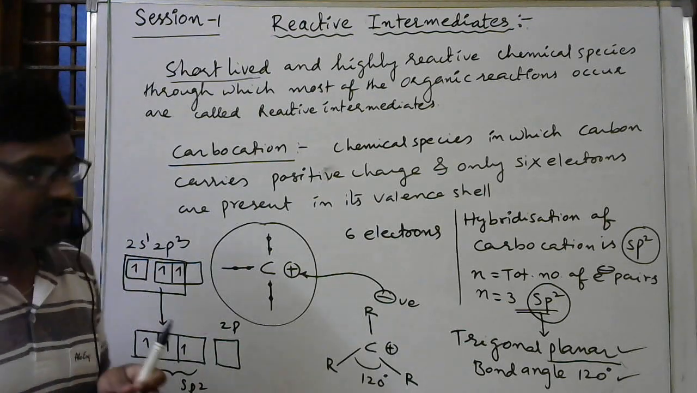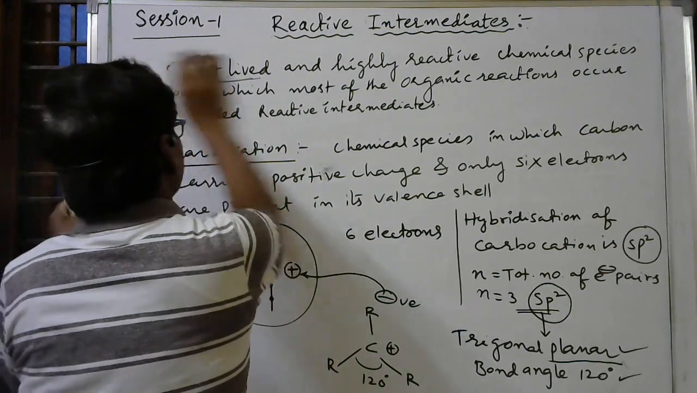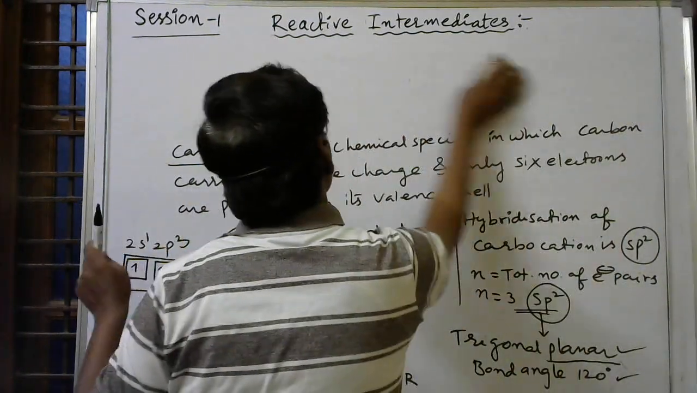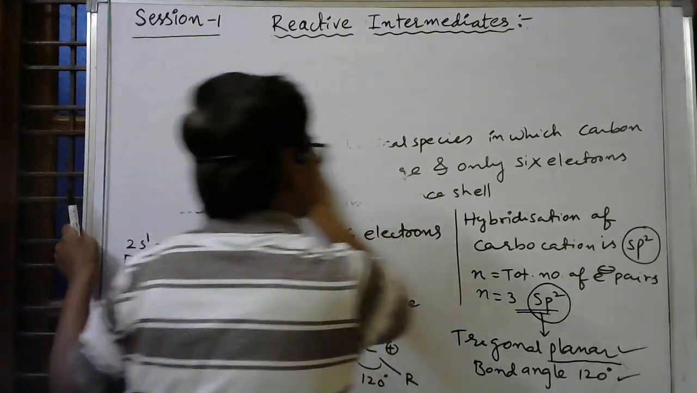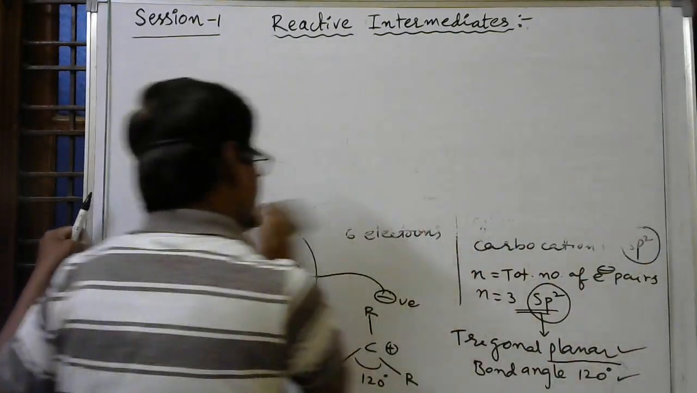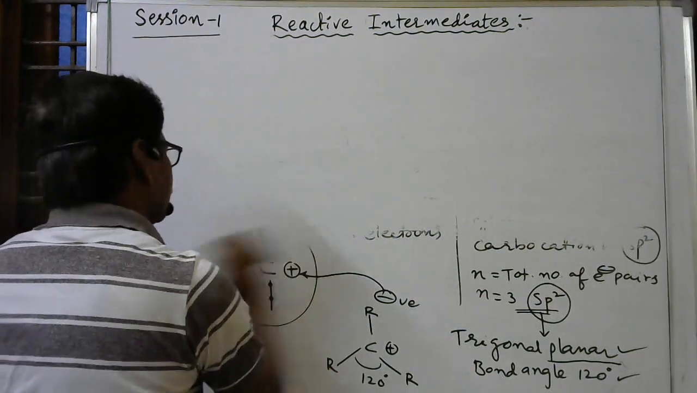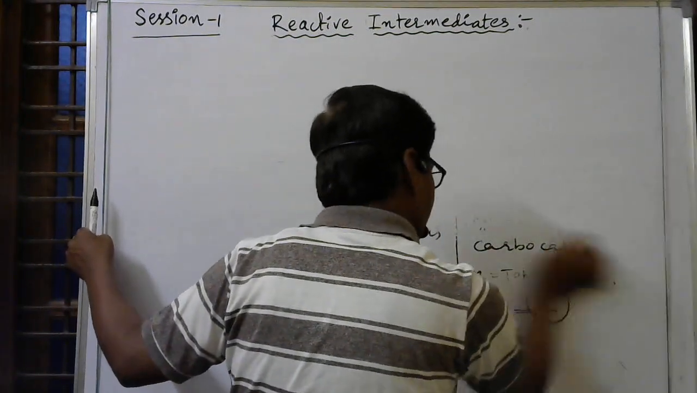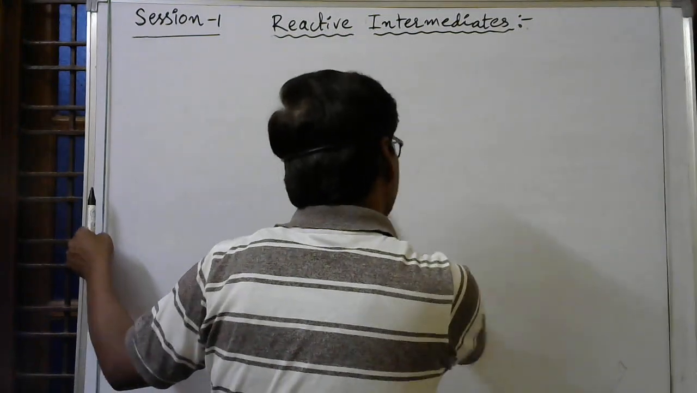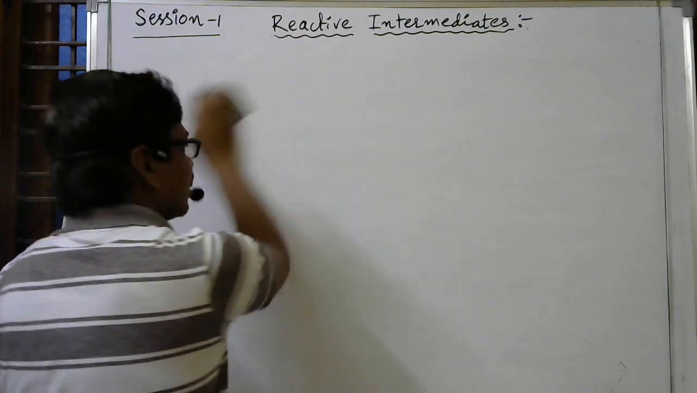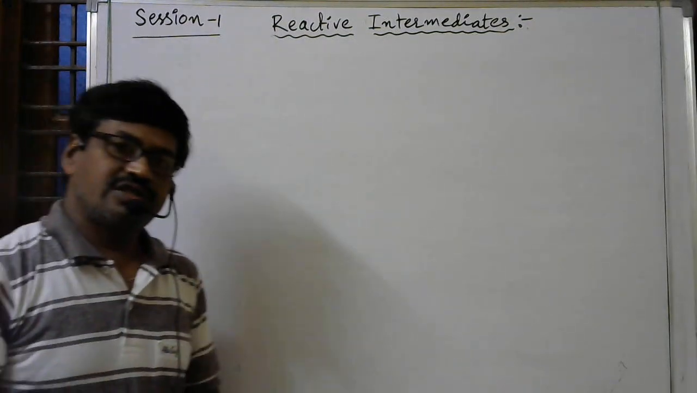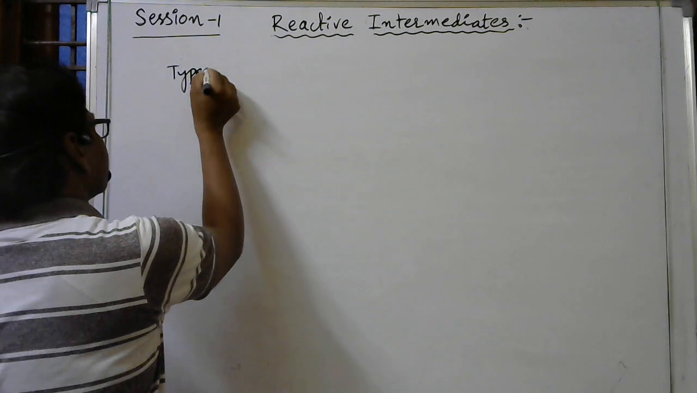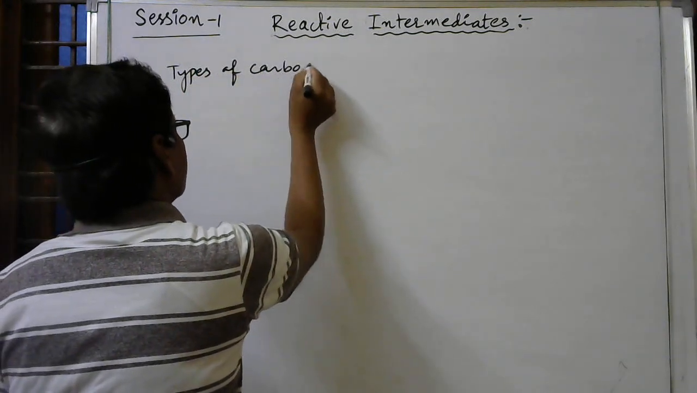Now we'll discuss the types of carbocations. We have different types based on the type of carbon atom: primary, secondary and tertiary carbon atoms. Along with these we also have benzene-ring related phenyl carbocations and allyl carbocations. We will discuss the stability of those carbocations. First, the types of carbocations.